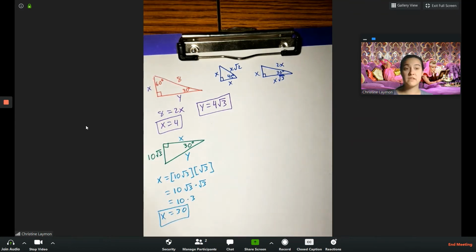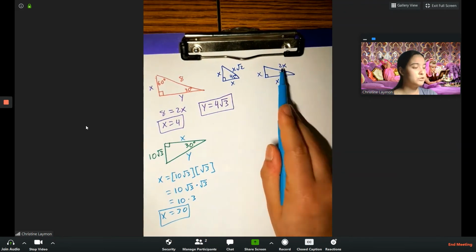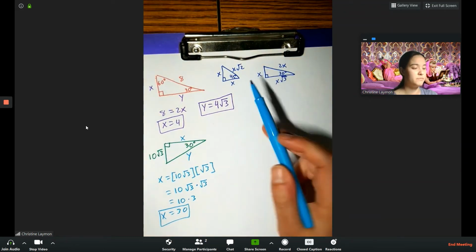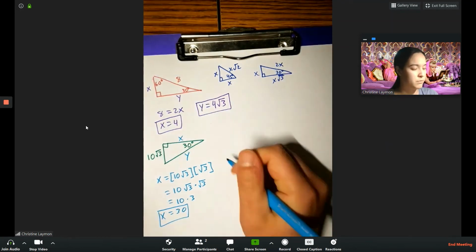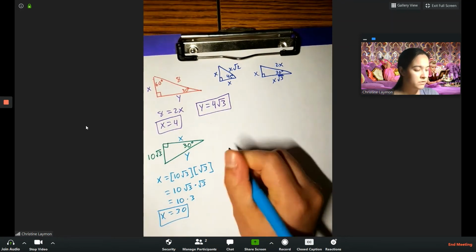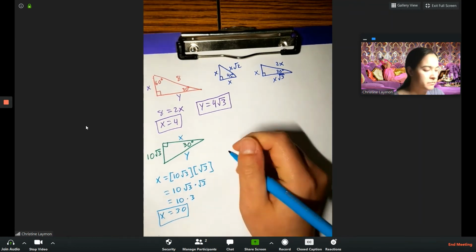Let's go ahead and find the hypotenuse. Remember, to get the hypotenuse, that long side, I'm going to do 2 times the shortest side. This is my shortest side. So 2 times the shortest side, that'll get me y. I'm going to go across.